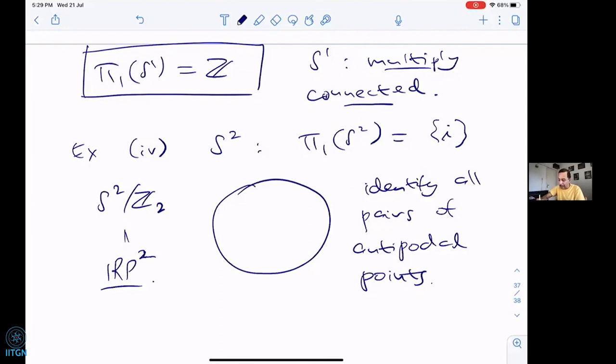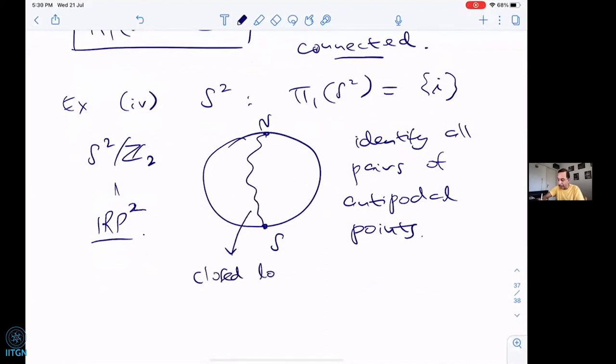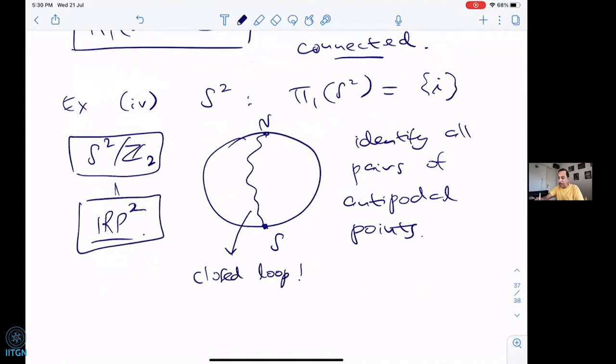Okay, so this is the space, and this space has some amazing properties, and I want to calculate its pi 1. Now, the first thing to note is that if I do this, then this is a closed loop in this space. Why is that? Because all pairs of antipodal points are identified. So S and N are the same point in this space, S2 mod Z2 or RP2. Okay. So once I go from here to here, I'm back where I started.